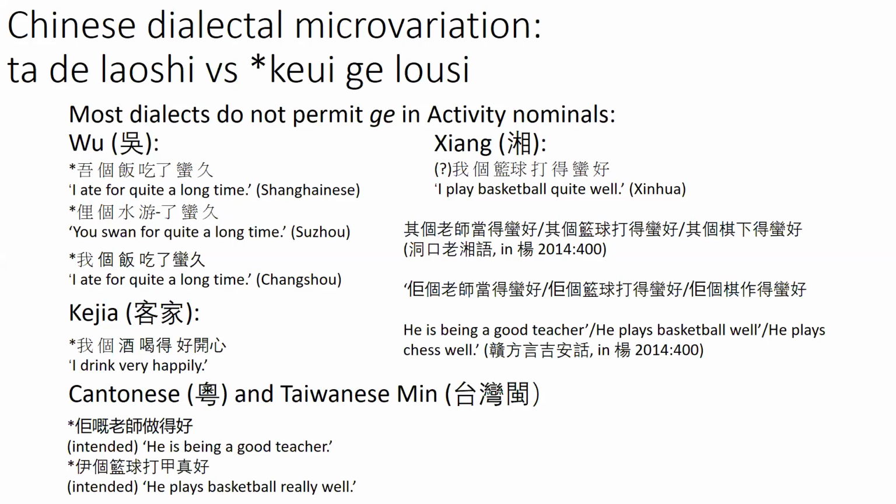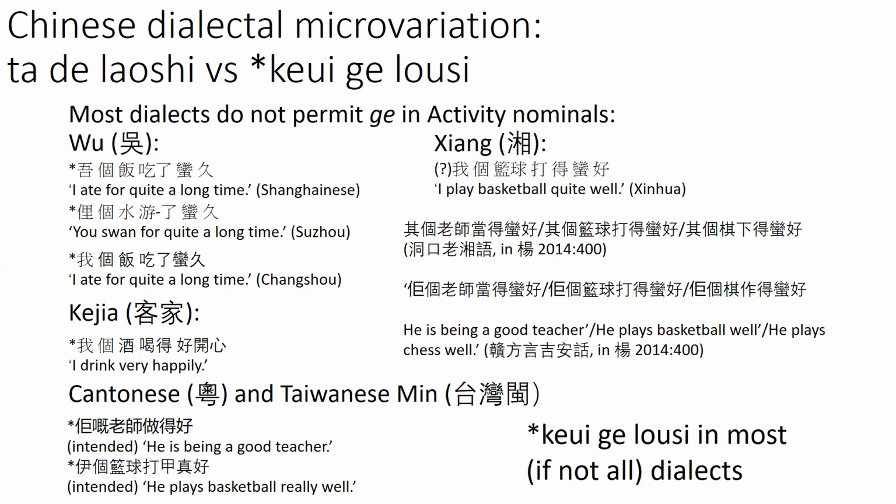In fact, I've only found two examples in a paper by Yang, where he has consulted native speakers of these two somewhat obscure dialects, Dongko Lao Xiangyu, and also Ji'an dialect of Gan. He cites these examples: 七个老师拿的咩好，七个篮球打的咩好，七个棋下的咩好, etc. But I think we can conclude that, with the possible exception of very few dialects, ge denoting activity nominals in subject position is not permitted.